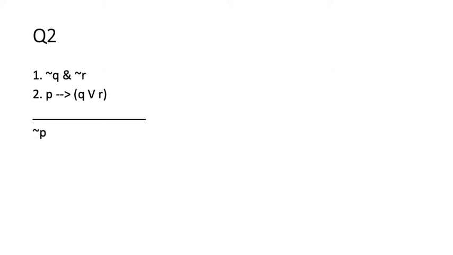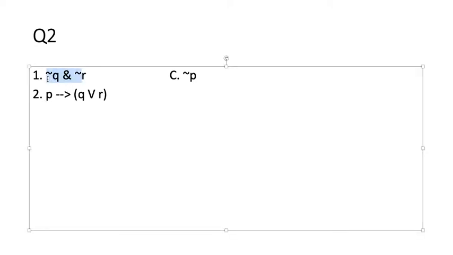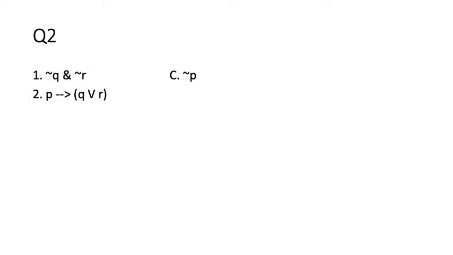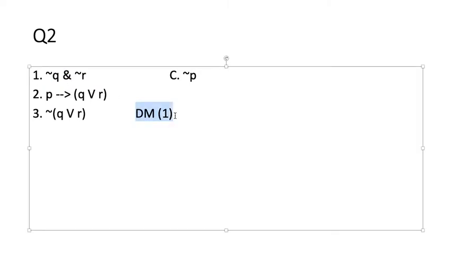Question 2. Again, I'm going to set it up like that. Now here, I think I'm going to do De Morgan's again on line 1, but this time I'm going to be converting a conjunction that's not negated, although the two conjuncts are themselves negated, into a negated disjunction. So I do De Morgan's on line 1 to turn it into it's not the case that Q or R.